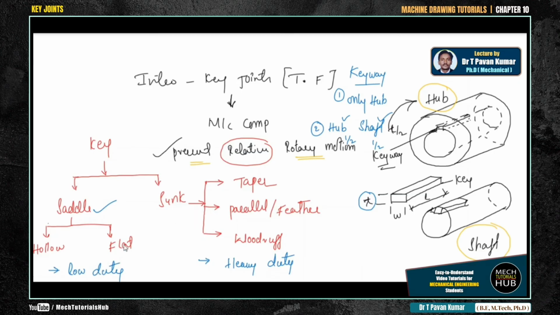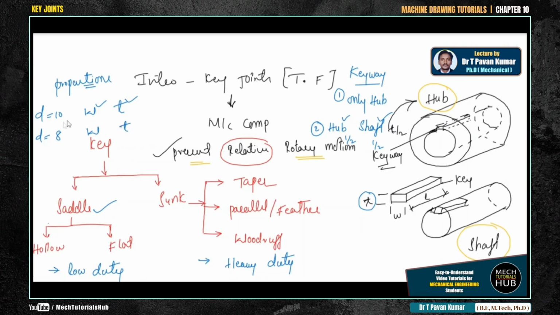Saddle keys are used in low duty applications, and in both cases, whether it is a saddle key or a sunk key, proportions are given. Proportions in the sense, for a diameter of 10 mm, what should be the width and what should be the thickness? For a diameter of 8 mm, what should be the width, what should be the thickness? These proportions are already provided based on research and design criteria. They are already set in your text, where you can go through and try to remember them all.